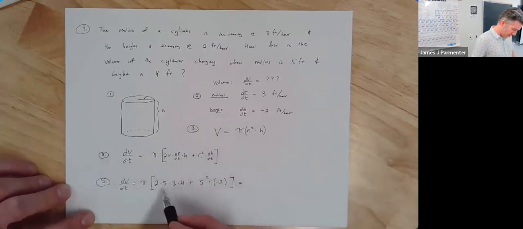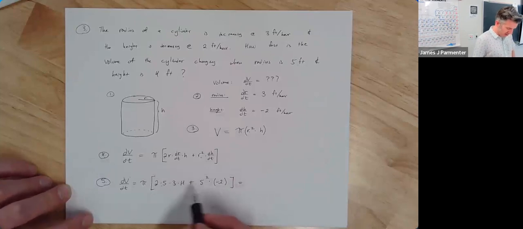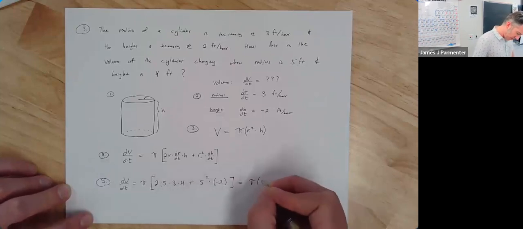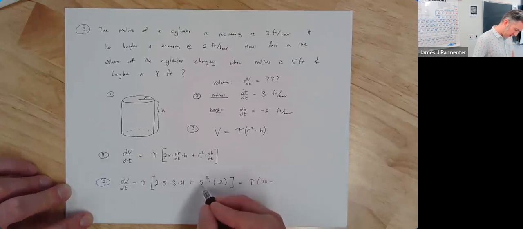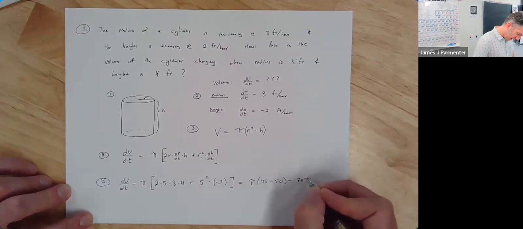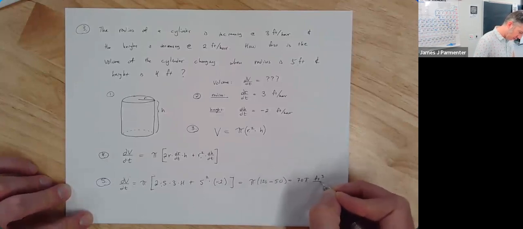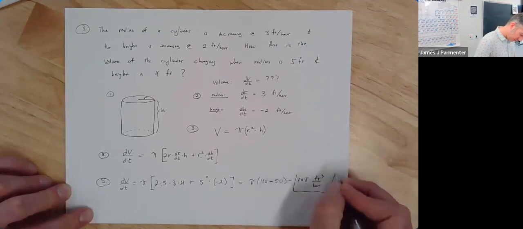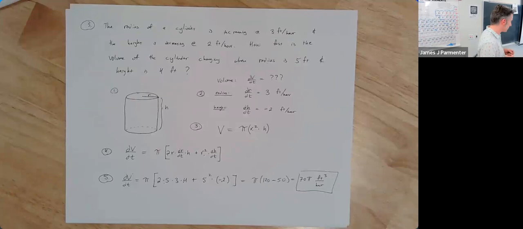So here we get something terrible. 2 times 5 is 10, 3 times 4 is 12, 10 times 12 is 120. So you get pi times 120 minus 25 times 2, which is 50. So I end up with 70 pi cubic feet per hour. Sorry, I said per second earlier, apologies, per hour. Cool. Question. All right. Still we have to talk about the other things here.